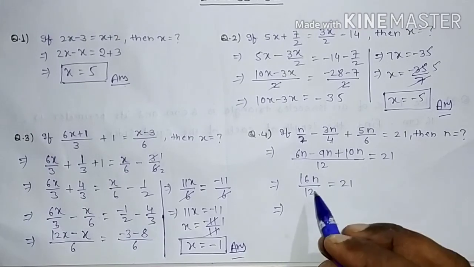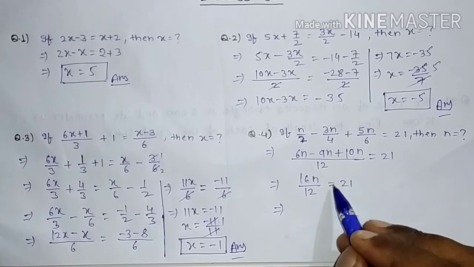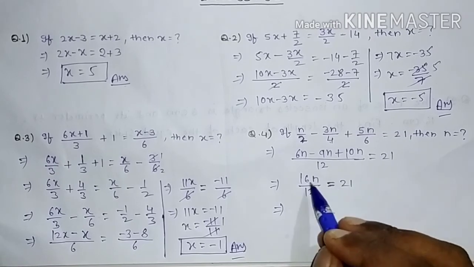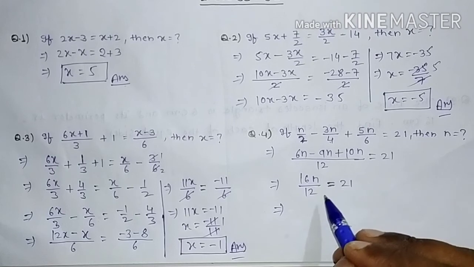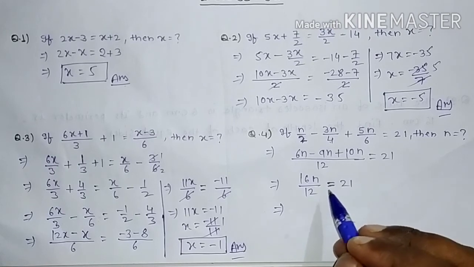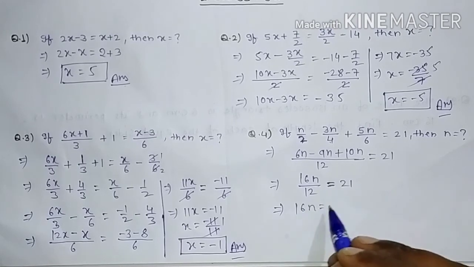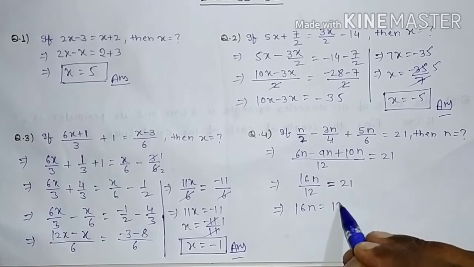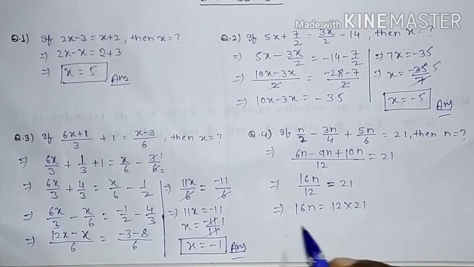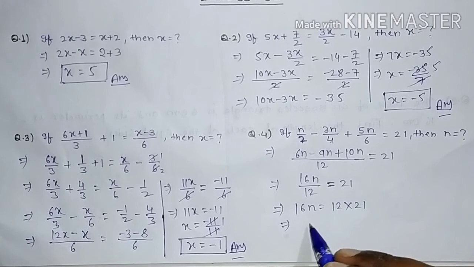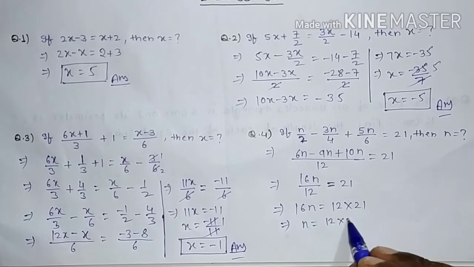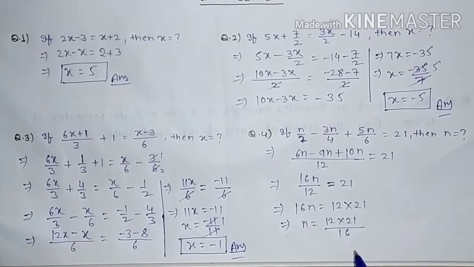Now here the equal sign is present in between the LHS and RHS parts. So just do cross multiplication. So 16n equals 12 into 21. Now n equals 12 into 21 divided by 16.